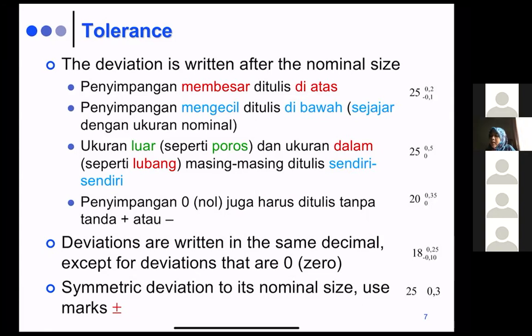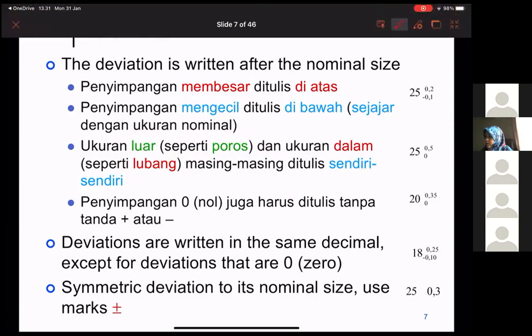Okay, and then for some, for example the upper one, the outer size, for example between the shaft and the hole, the size of the hole. It's still written in Indonesian, but in English it's actually poros, we call it shaft.